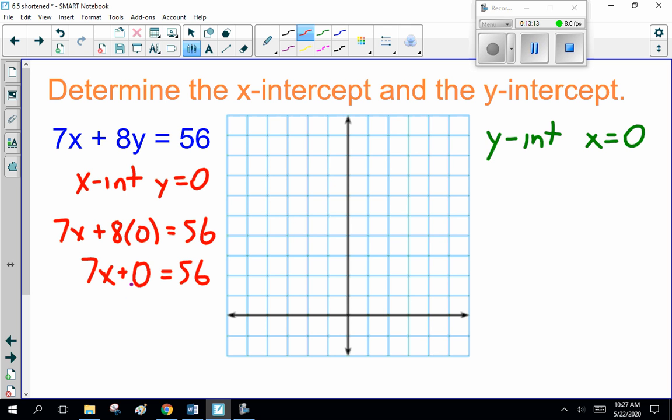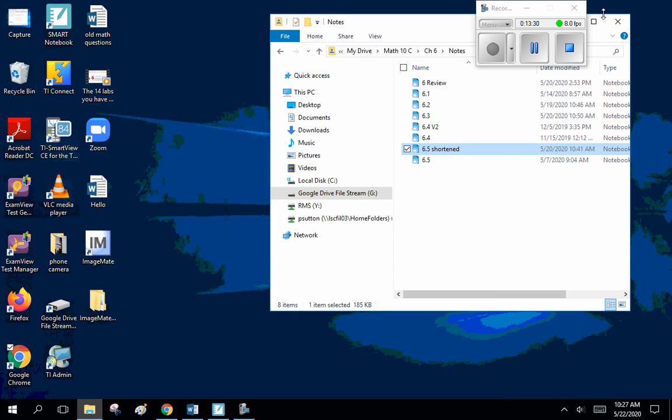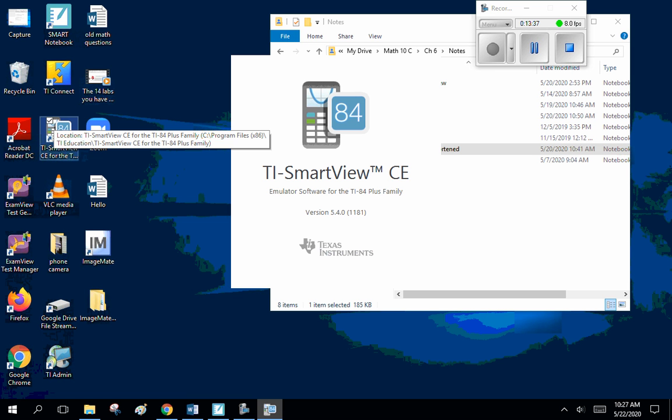So 7x is 56. How do I solve for x? Well, divide both sides by 7. Oh, I need Mr. Calculator. Dang nabbit, I need Mr. Calculator here. Sorry, my Mr. Calculator is, all right, don't turn on. I love Mr. Computer. One of these years.